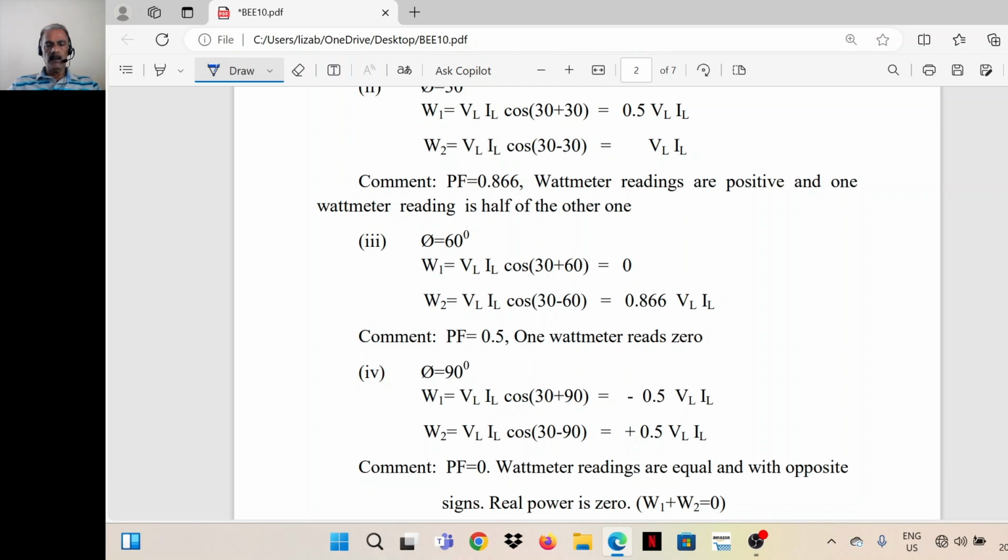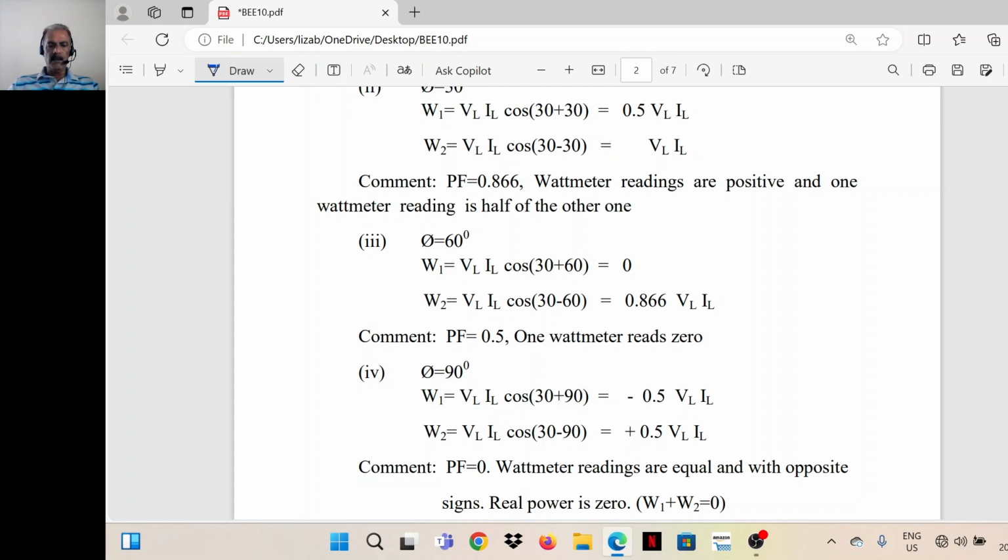Now above power factor angle 60 degree, one of the wattmeters will be negative. Between 60 and 90, one of the wattmeters will give a negative reading. So far it was positive, 0 to 60, both the wattmeters will read positive. At 60, one wattmeter will read 0, and further, for a power factor angle above 60 degree, it will go negative. Wattmeter reading will be negative.